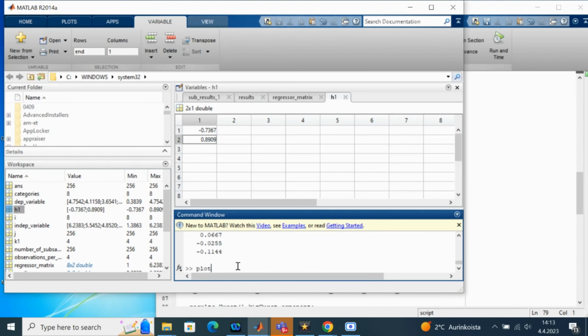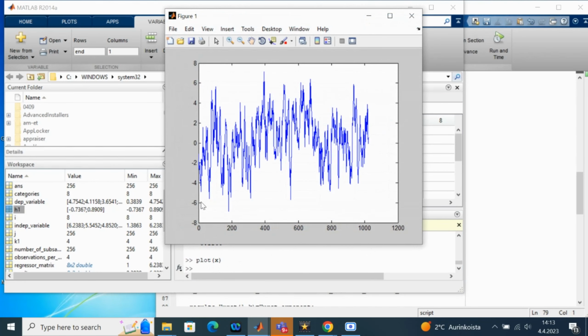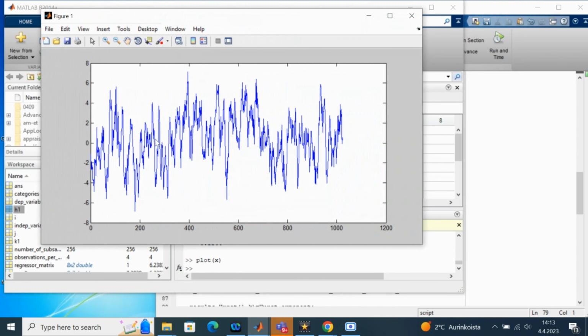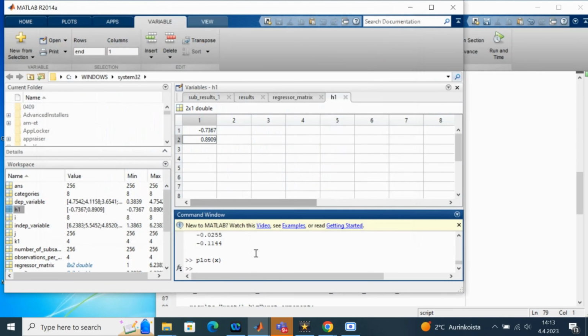Let's plot the original data series. You see here, this is the original data series. And it's obviously an AR(1) process that I have simulated here with the first order autocorrelation coefficient of 0.9. So it's a highly persistent process. And this is exactly also what our Hurst exponent tells us, okay? Because 0.89 suggests that the process is persistent.